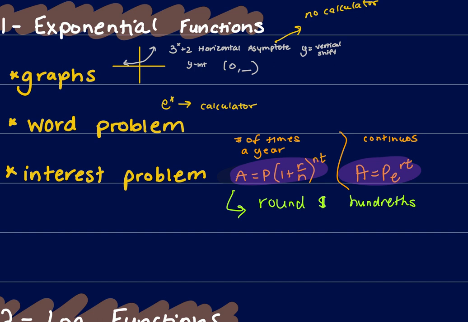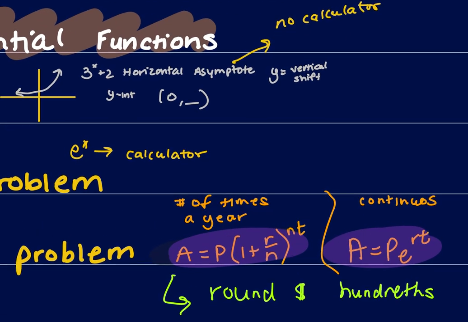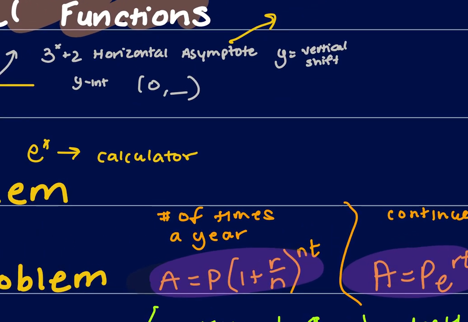For the graphs, and again, we did this on the quiz, but as a reminder, you're going to get asked to find the horizontal asymptote, you're going to get asked to find the y-intercept, and then you're going to be asked to graph it, so you'll get a t-chart. Remember that your horizontal asymptote is based on the vertical shift. So in this case, if this said f of x equals 3^x plus 2, my vertical shift is up 2. So my horizontal asymptote would be y equals 2 in that case.